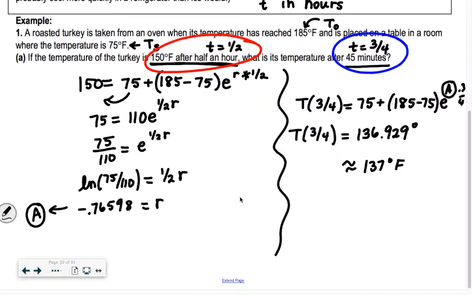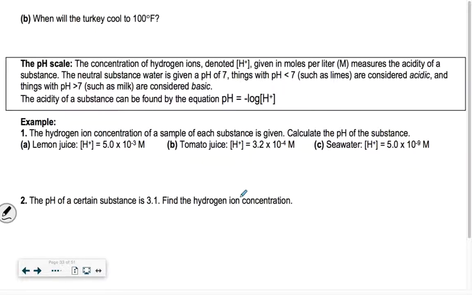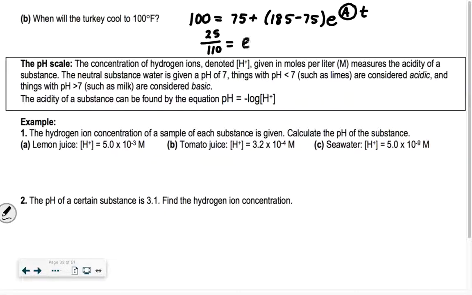All right, make sense? All right, so when will the turkey cool to 100 degrees Fahrenheit? So now this would be 100 degrees equals, and a lot of our numbers would be the same. So 75 plus 185 minus 75. Our rate of cooling is still the same, but now we're solving for t, right? How long? t. And so we do the same kind of thing. I take my 100, I subtract my 75 over, I divide by 110. I have my e to the a t on the other side.